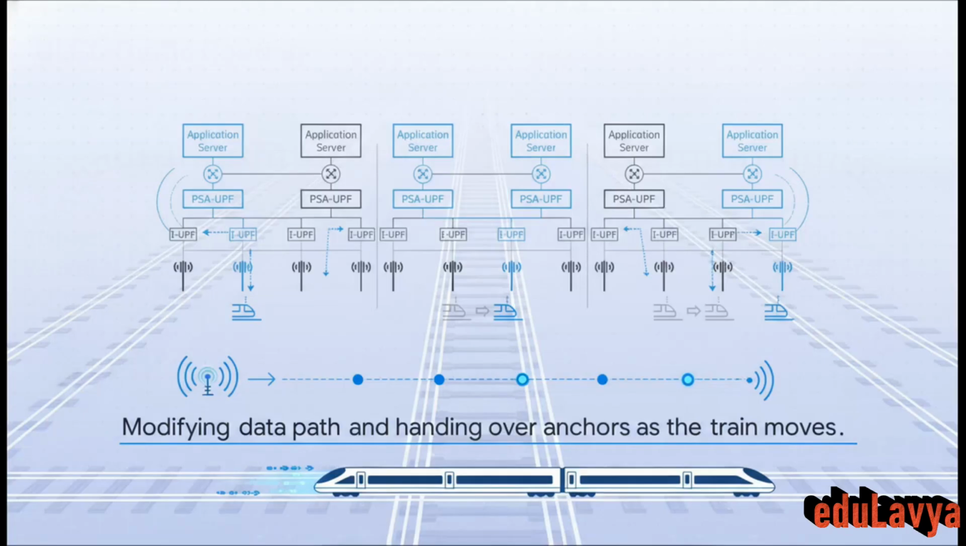Of course, trains move, right? Because our IUPFs are highly distributed and co-located with the radio nodes right along the trackside, the core network can continuously and seamlessly hand over these edge sessions as the train flies down the track. It modifies the data path on the fly, maintaining that crucial low-latency connection without ever dropping the session.